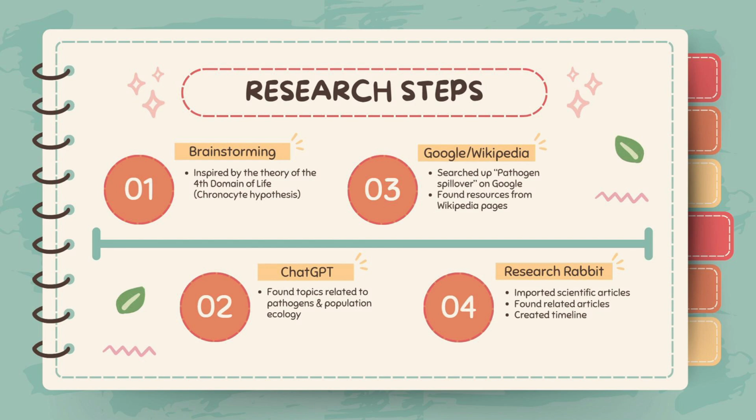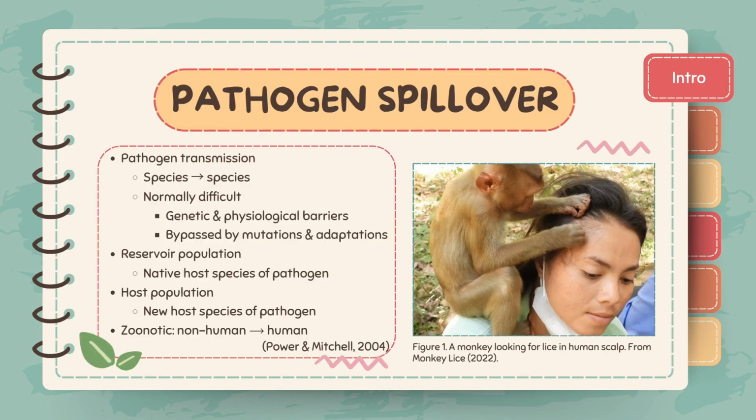a niche topic. So I moved on to brainstorming other pathogen-related topics in population ecology using ChatGPT. Pathogen spillover was the one that interested me the most. From there, I used Google and Wikipedia to find various scientific articles, and then Research Rabbit to build a timeline of studies. Pathogen spillover is a transmission of a pathogen from a reservoir species to a new host species.